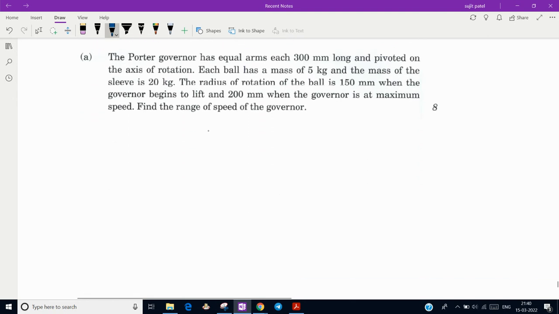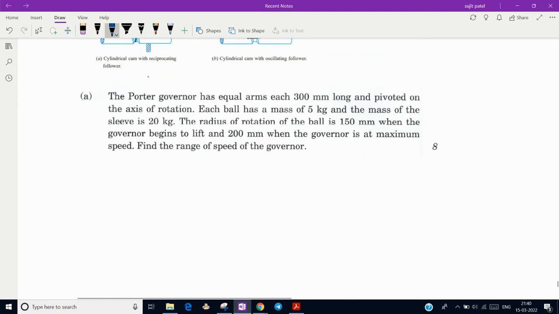Next, the numerical. This is on the Porter governor. I will write down the data and draw the figure also. So let us start. A Porter governor has equal arms, each 300 long, pivoted on the axis of rotation. Okay, so we will draw the figure. Here is the axis of rotation, and the arms are pivoted on this, 300 long.